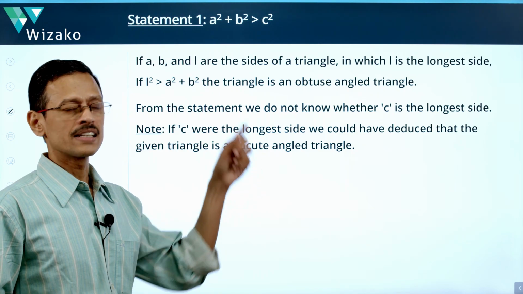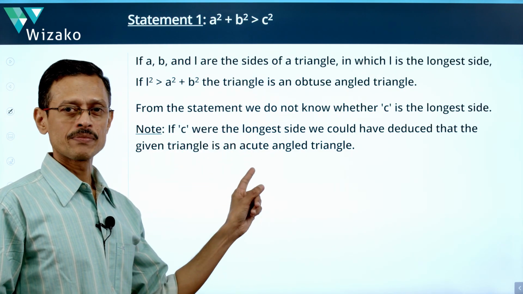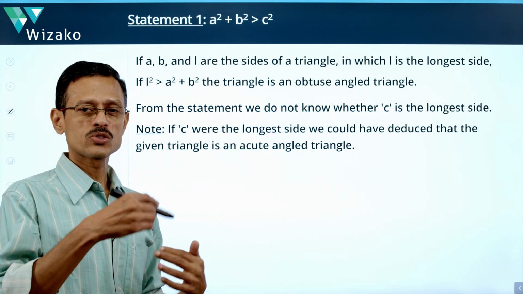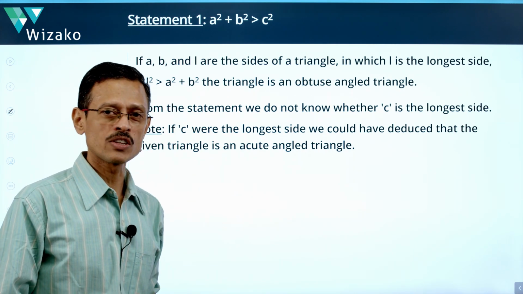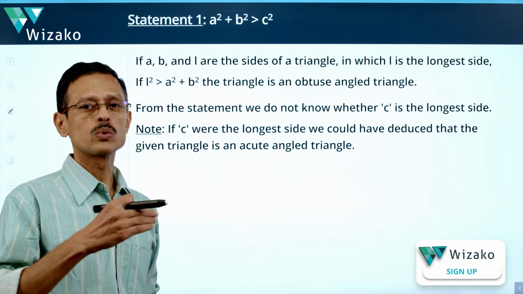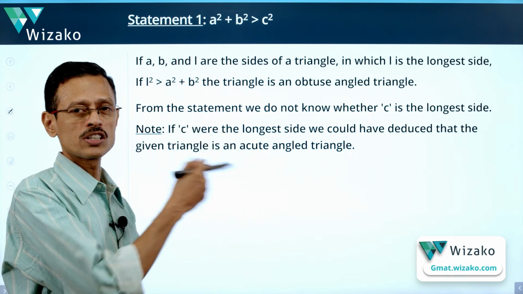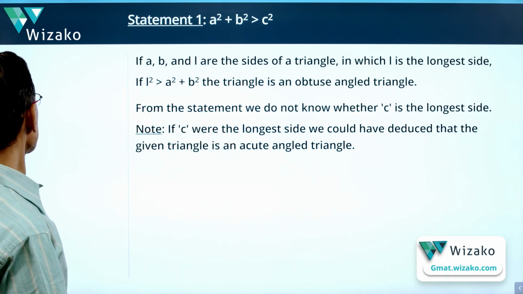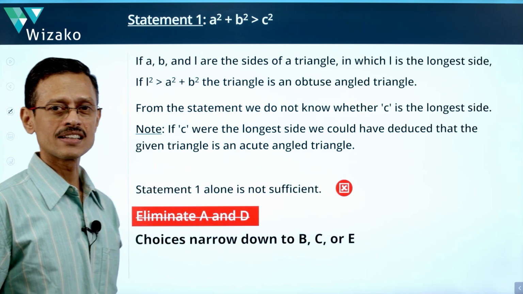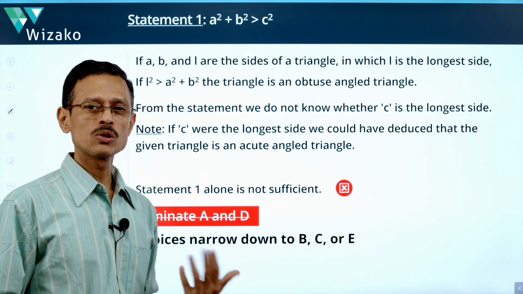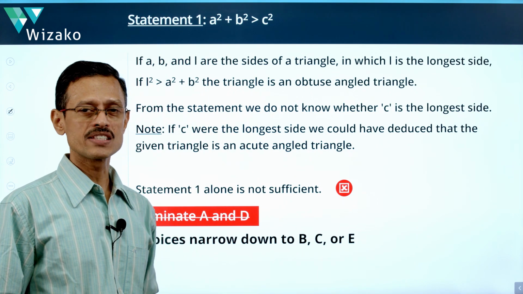We do not know which is the longest side. If C happened to be the longest side, then it would have panned out that the square of the longest side is less than the sum of the squares of the other two sides, which means the triangle would have been an acute angle triangle and we could have said the answer is a definite no. But we do not know whether C is the longest side, so we are not able to determine what kind of a triangle it is. Statement 1 alone is not sufficient. Rule out answer options A and D. We're down to B, C or E.